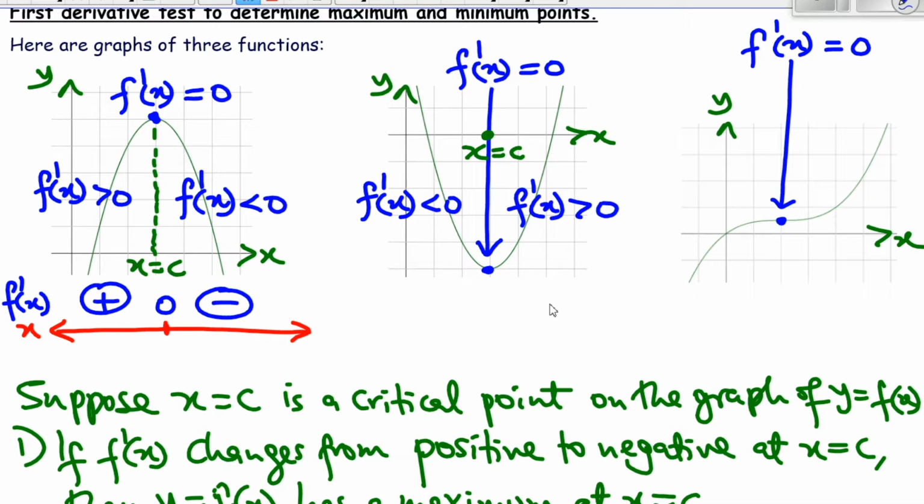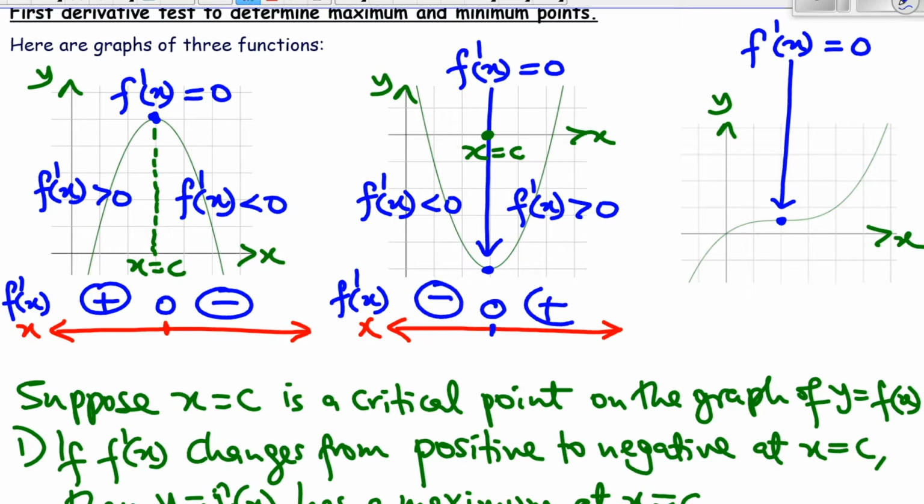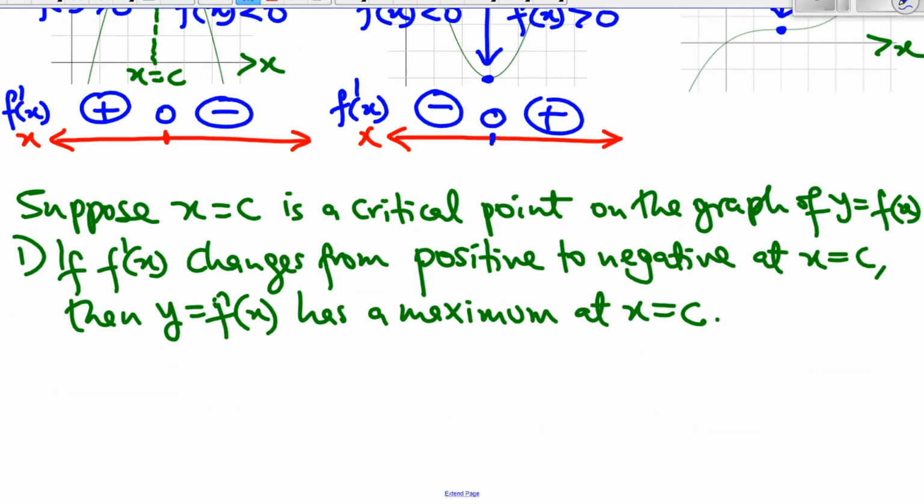We can represent this information again on a sign diagram, just like what we did in the previous one. So this is x, but what we are interested in is the sign of f dash x. At this point, x equal to c, the gradient is 0. Here, it's negative. Here, it's positive. So what can we conclude? We can conclude below here that if f dash x changes from negative to positive at x equal to c, then y is equal to f of x has a minimum.